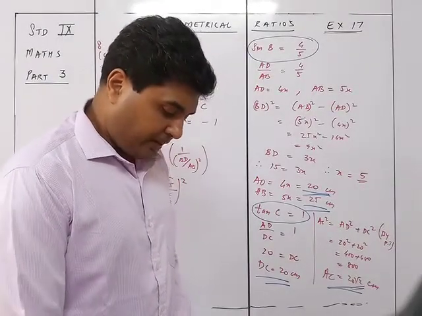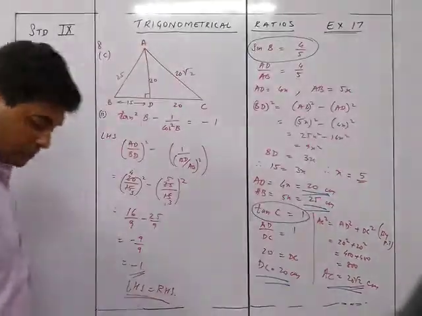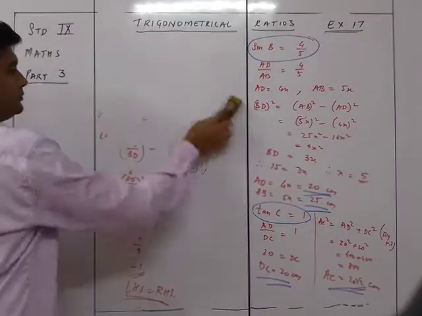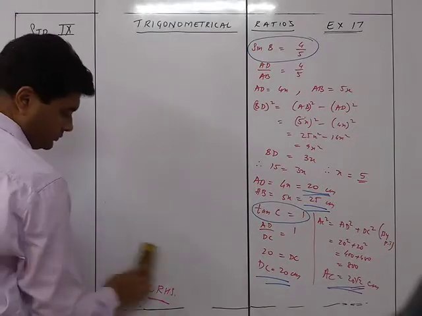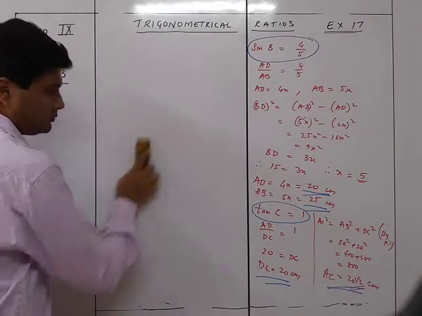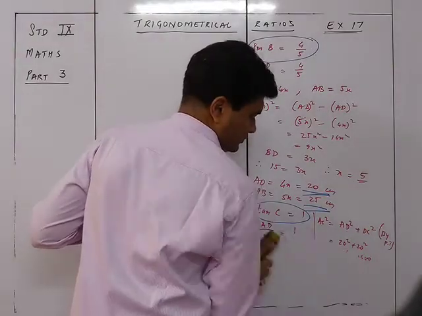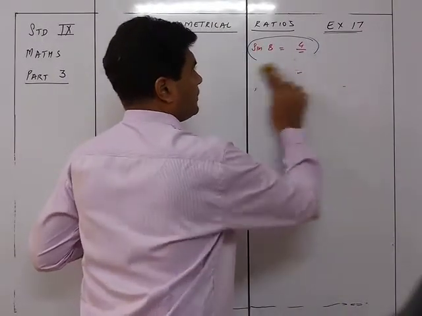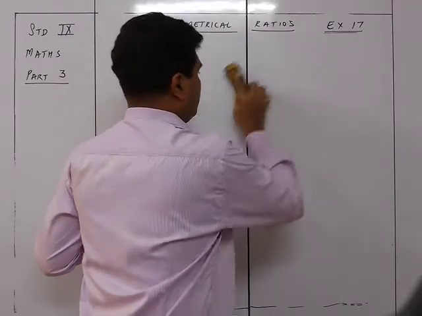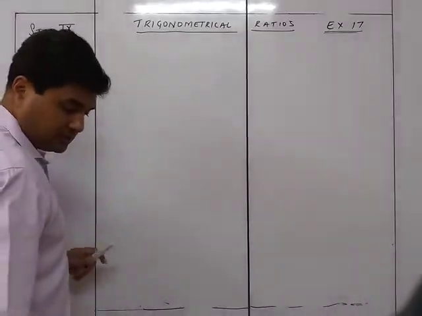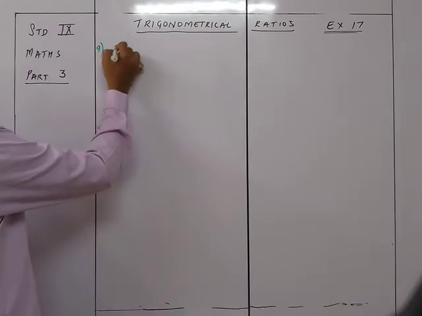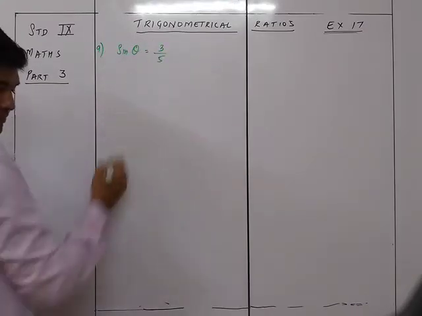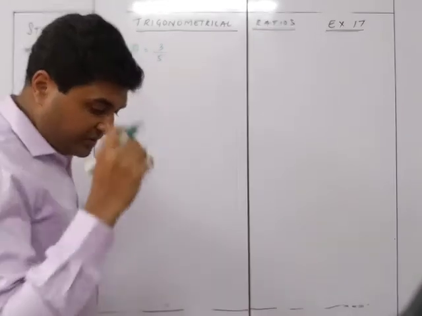Okay, now we take sum number 9. We now move on to sum number 9, that is given as sin theta is equals to 3 upon 5. Find cos theta and tan theta.